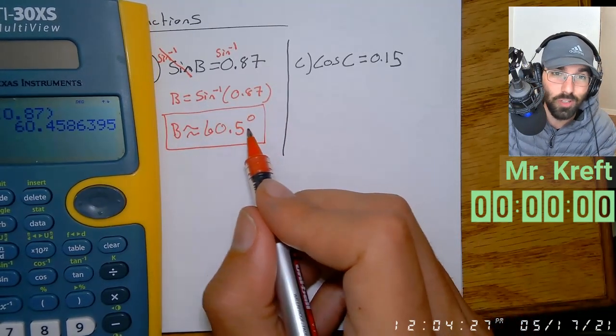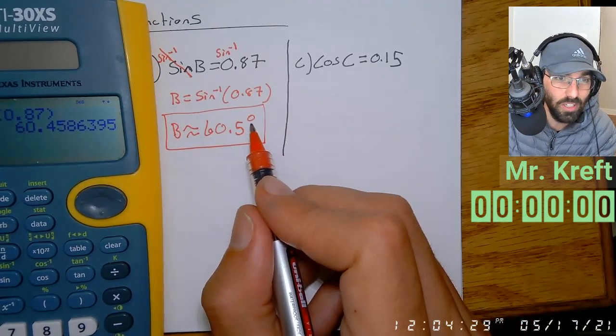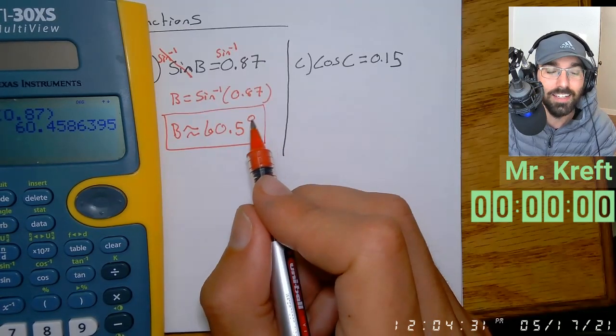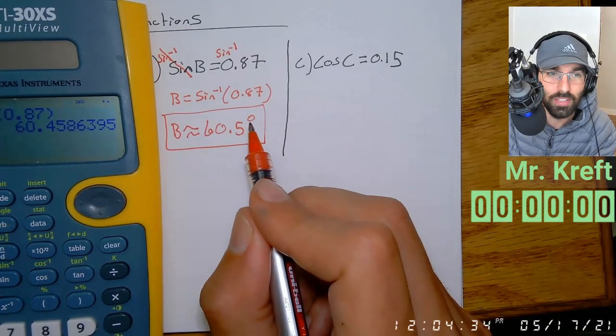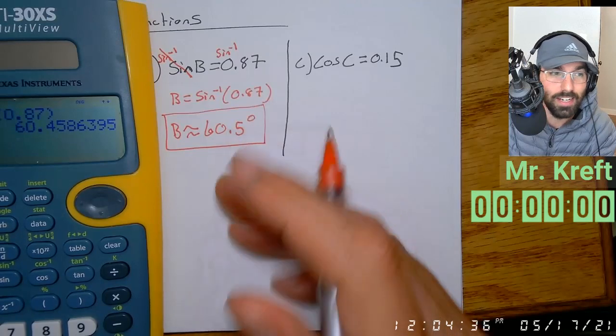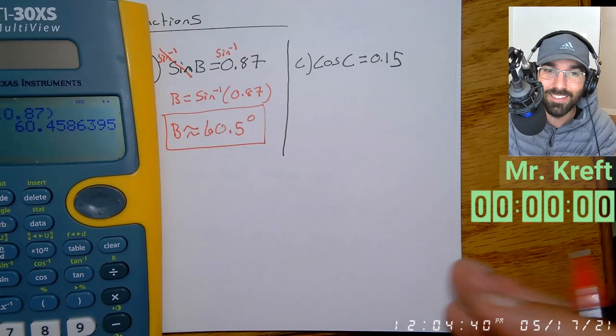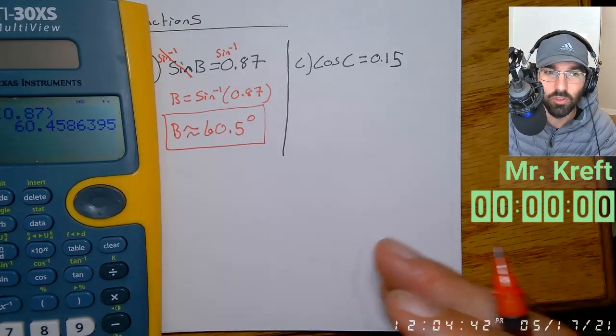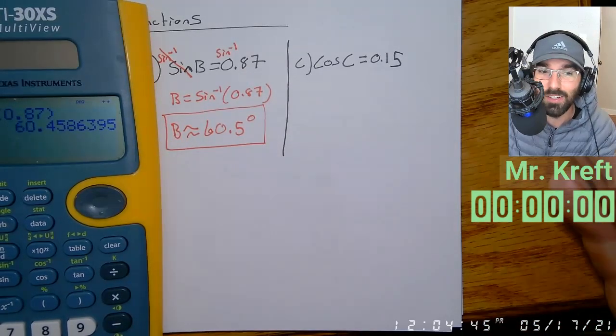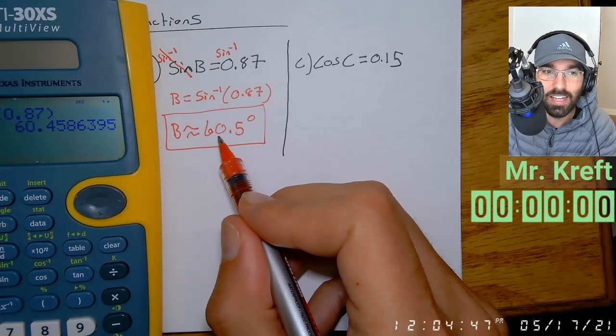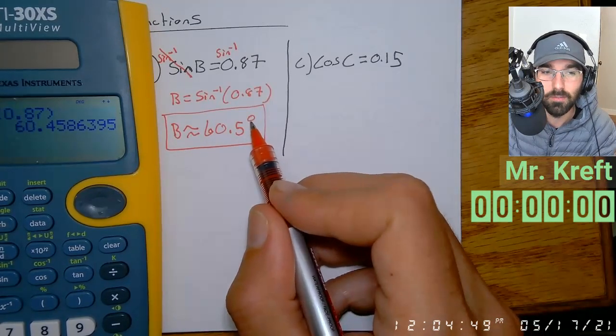Now check yourselves, guys. Did you put the degrees? If you didn't put the degrees, and I know this is frustrating, you didn't get it right. Units are so important. So 60.5 degrees, and it might seem simple now, but when we start solving for angles and sides, it's going to be easy to forget. So we can't confuse what's an angle, what's a side. We know it's an angle because it's in degrees.